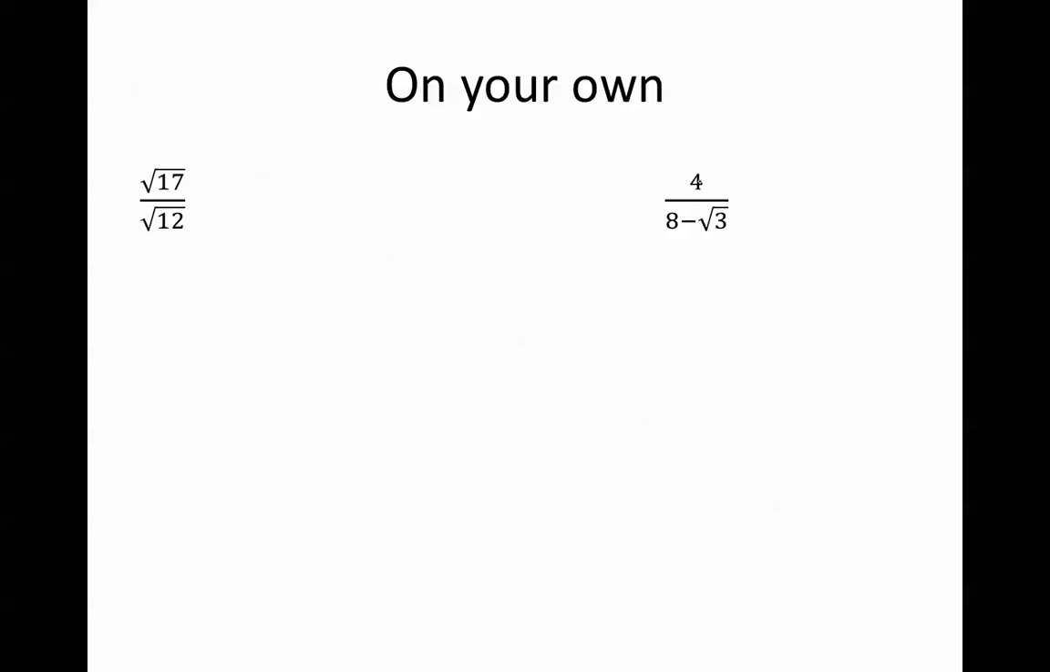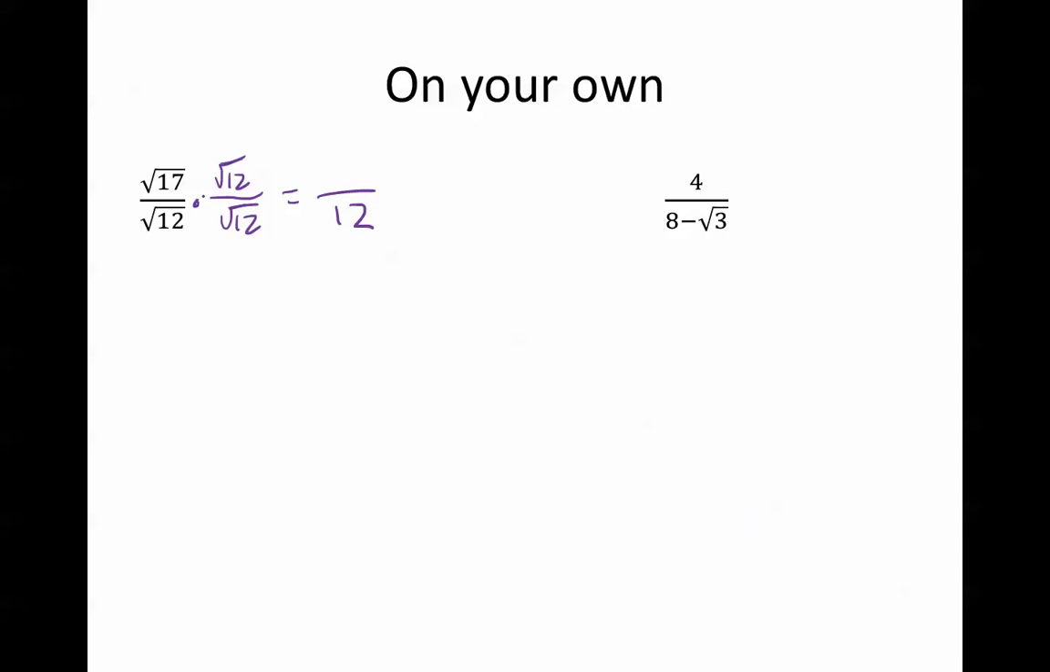All right, welcome back. Let's do these two practice problems together. So we have a root 12 in the denominator, so we're going to multiply top and bottom by root 12. Root 12 times root 12 becomes 12, so that just goes away.